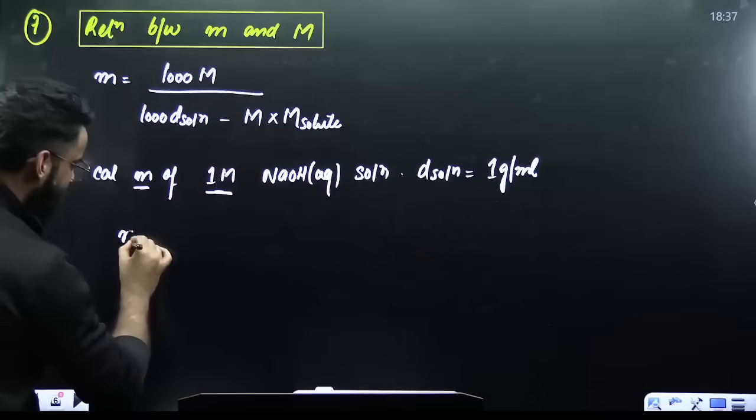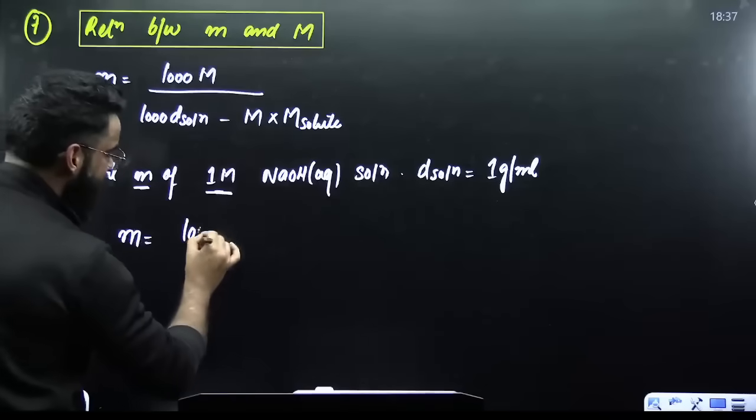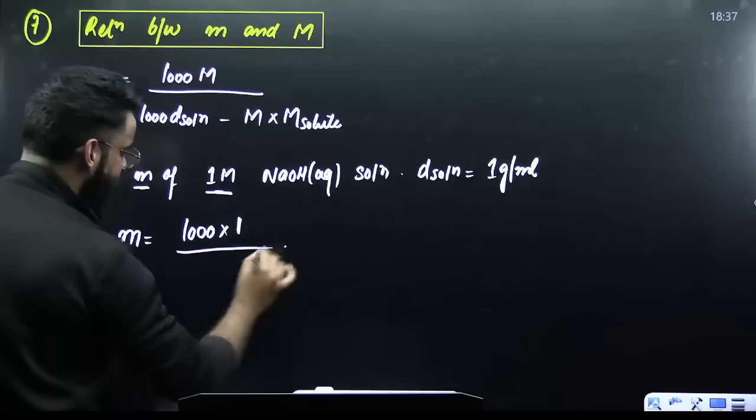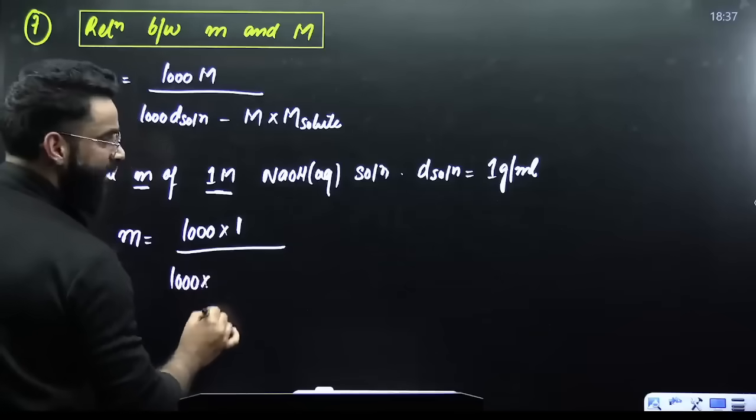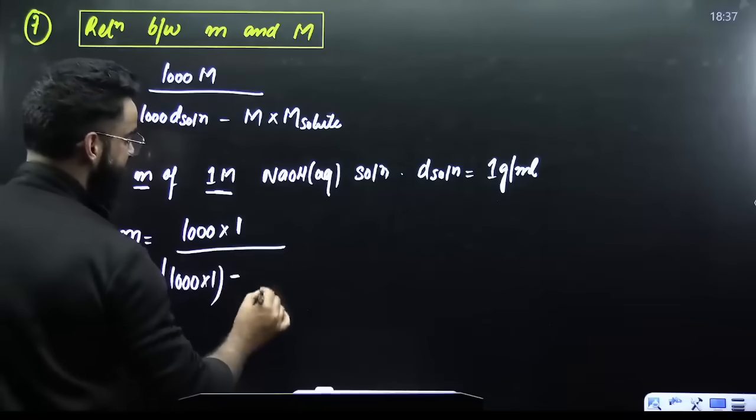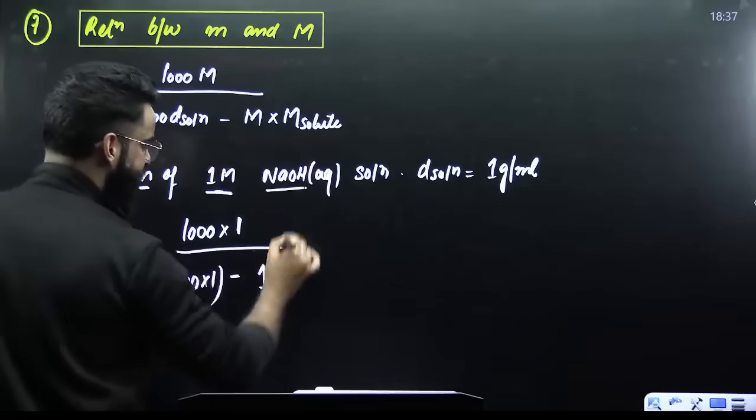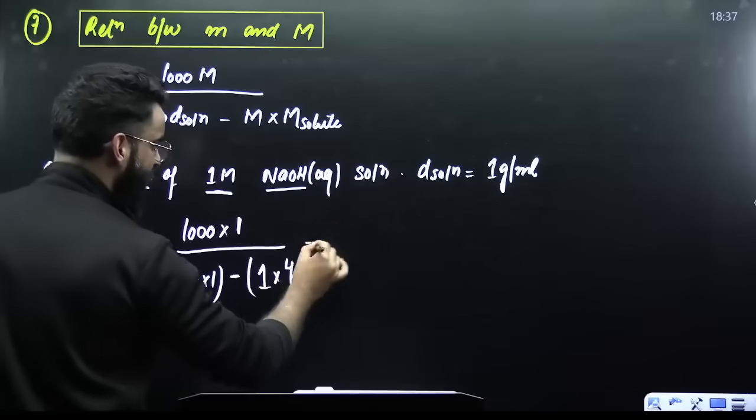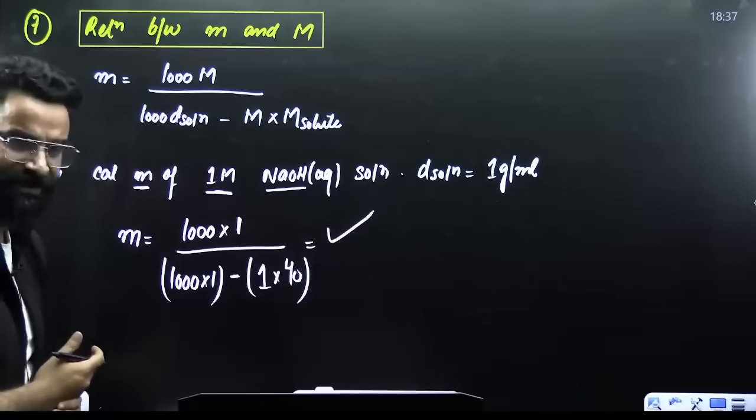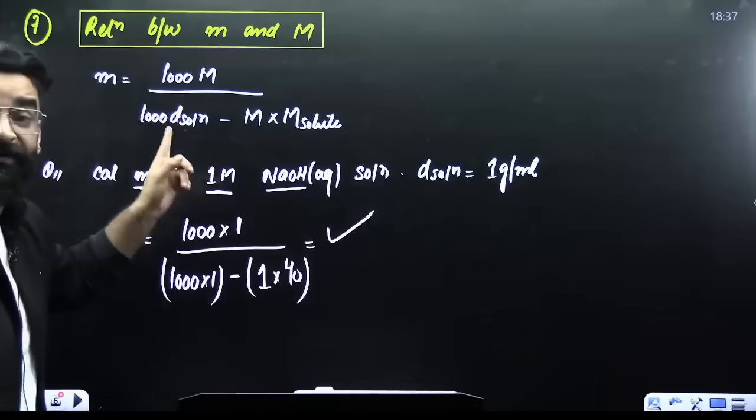So what will you be doing? You'll write m is equal to 1000 multiplied by molarity, which is 1, divided by 1000 multiplied by density of solution, minus molarity, that's 1, times molar mass of solute, that's 40. Just a matter of calculation. Solve this, and it will give you the molality of the solution. Remember this result. It's very, very important.